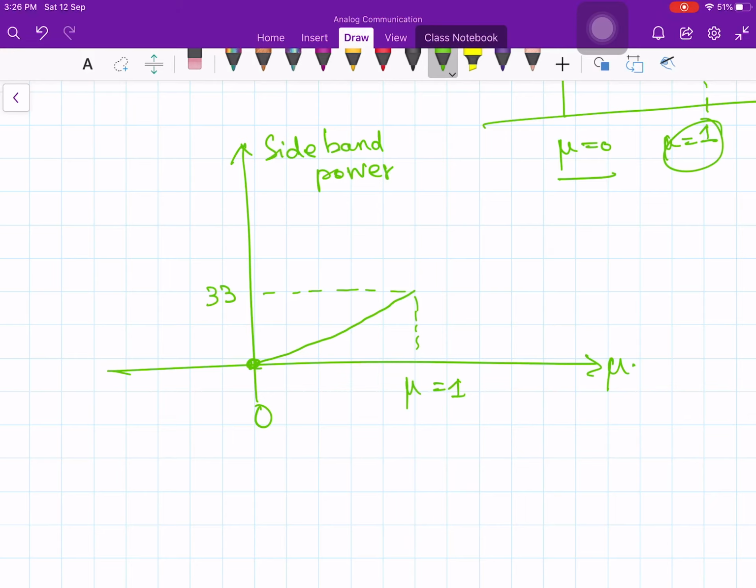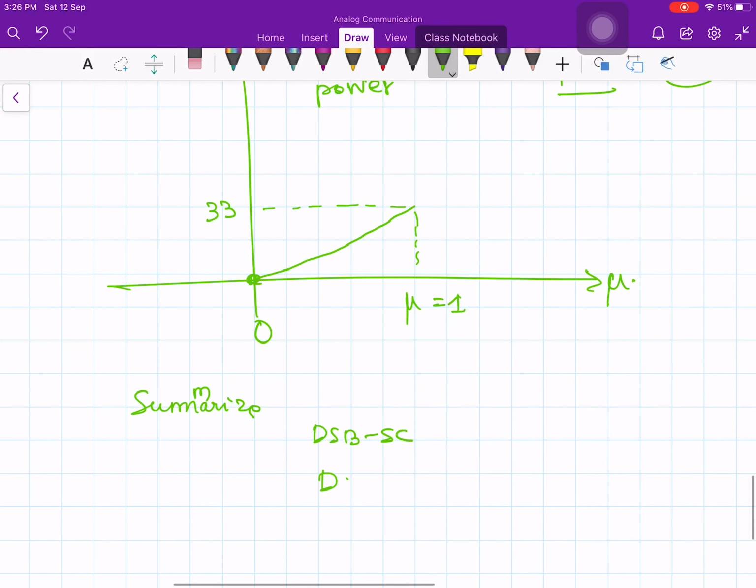Okay, so let us summarize. So far we have discussed two kinds of amplitude modulation, DSBSC and DSBAM. Okay, this one is a normal name. When I say amplitude modulation, that means DSBAM with carrier. Amplitude modulation always talks about with carrier, but more precisely we would say DSB with carrier and DSB without carrier. So what are the pros and cons of this?